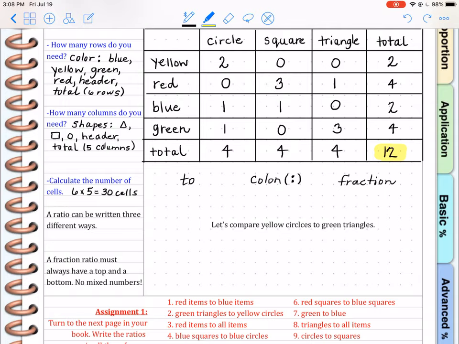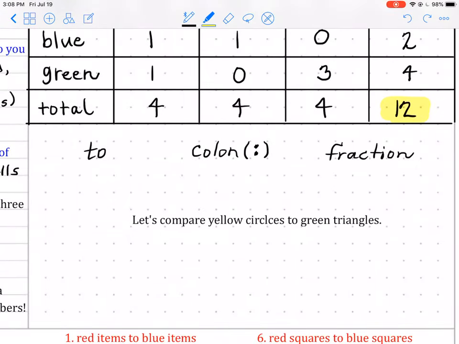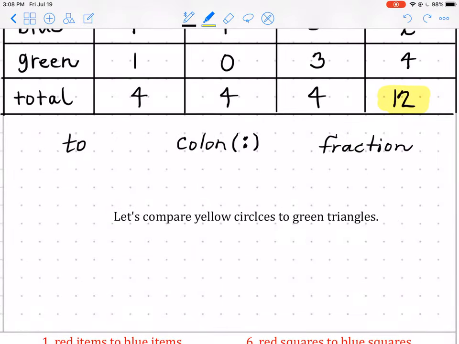Okay, I want to do an example of comparing yellow circles to green triangles. Yellow circles to green triangles. So remember that a ratio is a comparison. So let me break this word problem down. And I also already see a spelling mistake. This is a dyslexia thing, and also my typing skills were not so good today, so please bear with me there. The word circles does not need that extra C. I'm sorry. You'll see other mistakes.